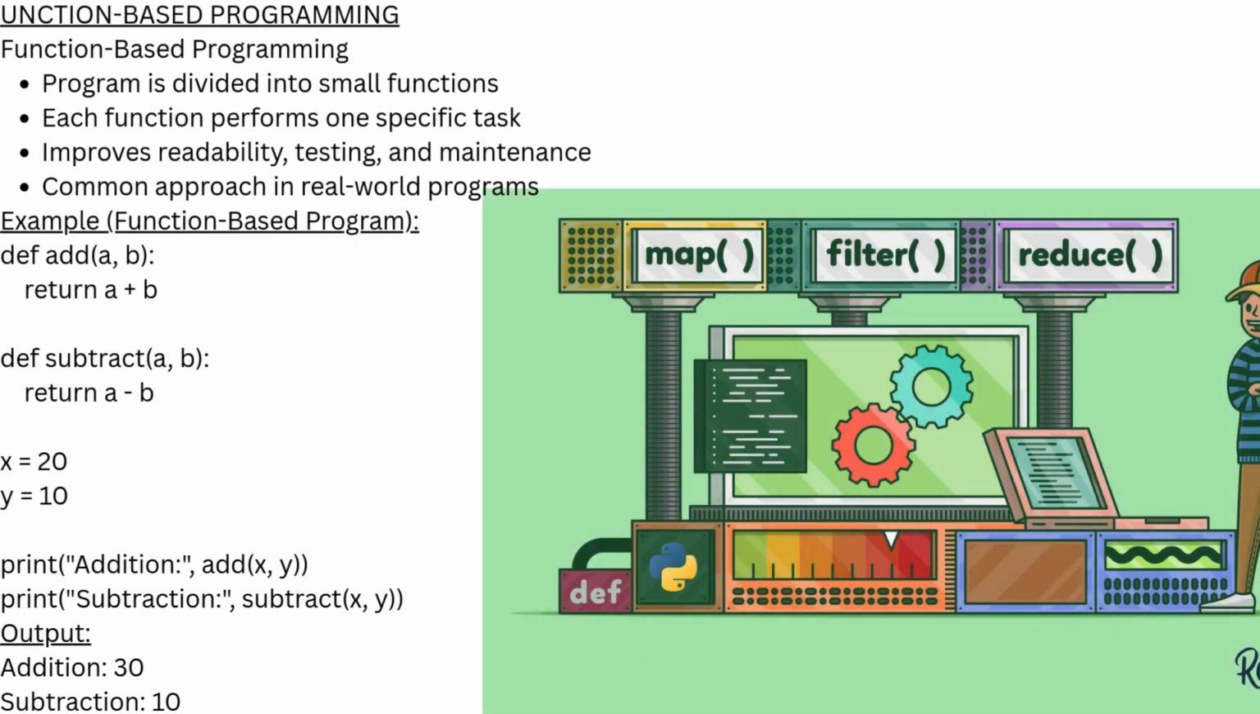Function-based programming means writing a program using multiple small functions. Each function performs a specific task, such as addition or subtraction. In this example, we have created two separate functions for addition and subtraction. The main program calls these functions and displays the output. This approach makes the program easy to understand, test, and modify. Function-based programming is widely used in real-world Python applications.